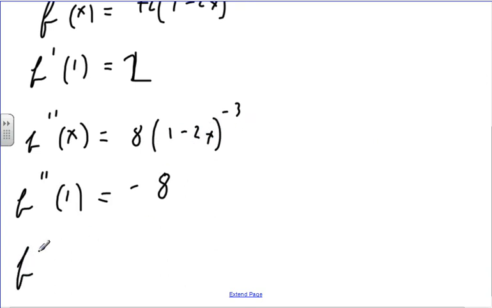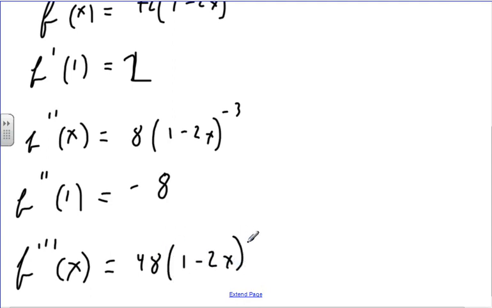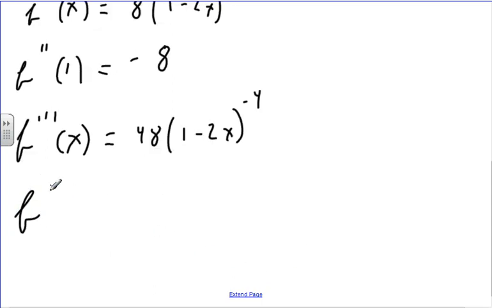Okay, one more. F triple prime x is minus 24 minus another 2 gives me 48 times 1 minus 2x to the minus 4. F triple prime at 1 is going to be 48.